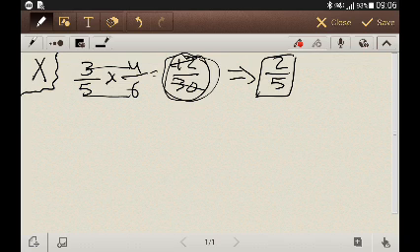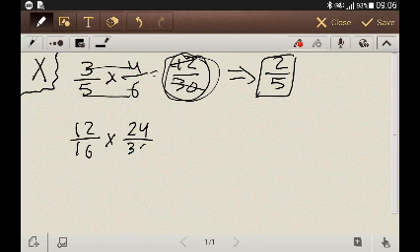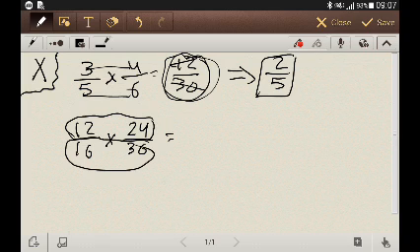But if you're dealing with big numbers like 12 over 16 multiplied by 24 over, let's say, 36, now you're dealing with big numbers. If you multiply them directly, you will get something in the hundreds, maybe 288 for the numerator. And 16 multiplied by 36 is a big number as well. You may not know how to simplify it, or how to deal with big numbers.